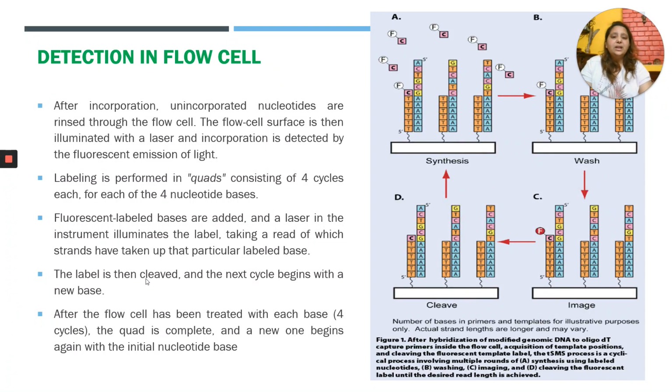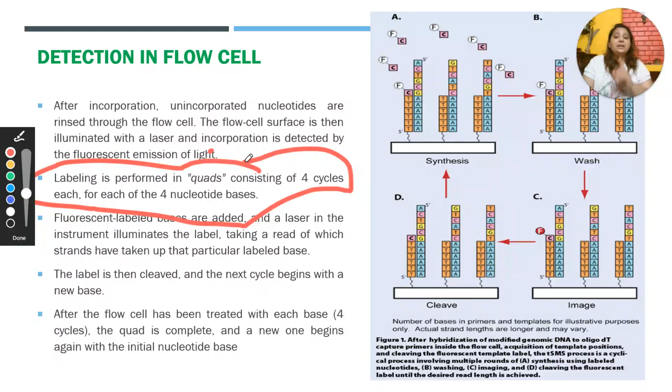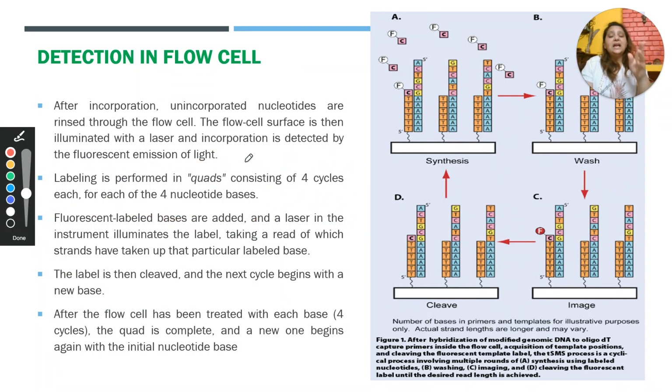So if you see over here, this is a polyadenylated tail, and this polyadenylated tail has been attached complementary to that of the T oligos which are present on the surface of the flow cell. So then the modified nucleotides are added one at a time, remember, one at a time. इसको हम कहते हैं कि the sequencing is performed in quads. What is quad? Quads means a group of 4. That means a group of 4 cycles, and in each cycle one nucleotide is added at a time.